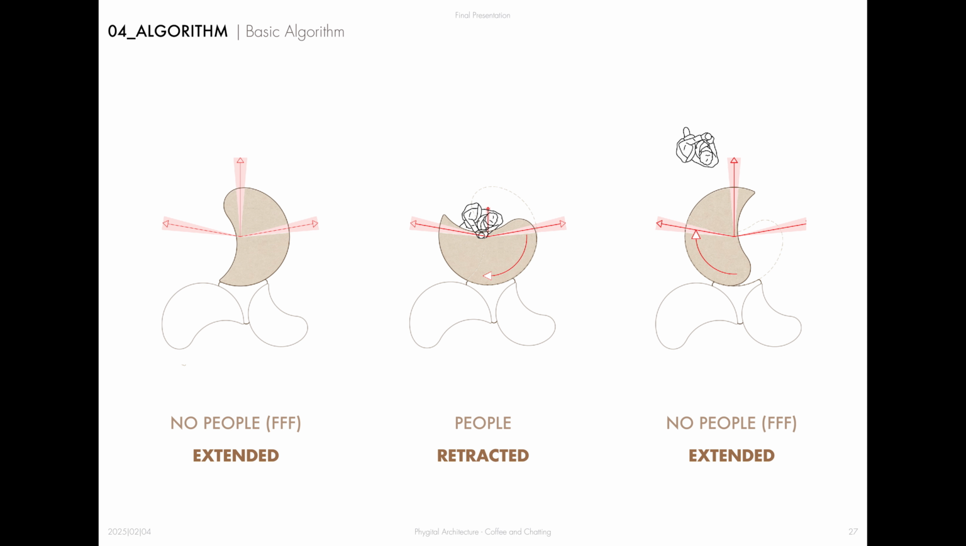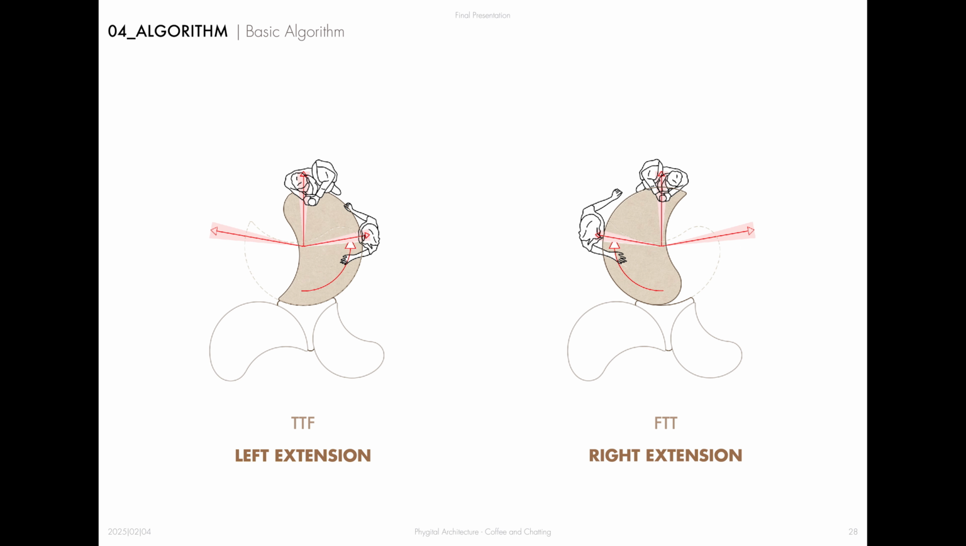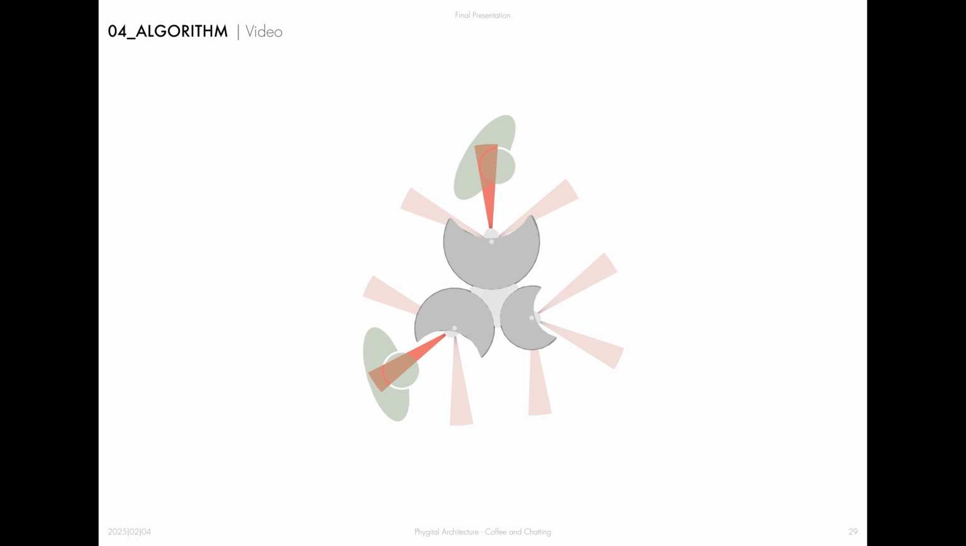The basic algorithm works like this diagram. The tables start in an extended configuration to attract people. When someone approaches, the tables rotate to a retracted configuration. In addition to this basic algorithm, if there are 2 people on one side, the table rotates toward those 2 people. Now, I will show a video demonstrating the algorithm.